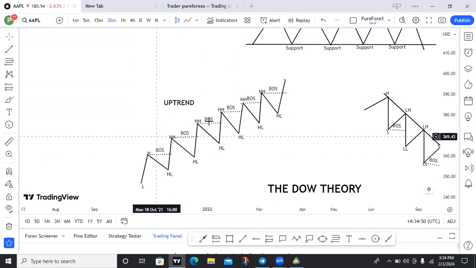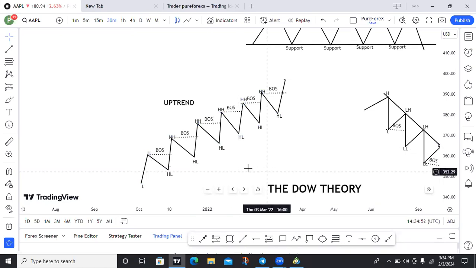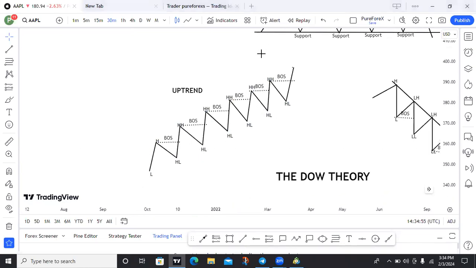What I'm trying to say is that whenever the market is moving in an uptrend, price does not move in a straight line. Price moves in waves. This is how price moves: impulse, correction, impulse, correction, impulse, correction, impulse. Which is why I said whenever the market is moving in an uptrend, it is creating what we call higher highs, higher lows, higher highs, higher lows.